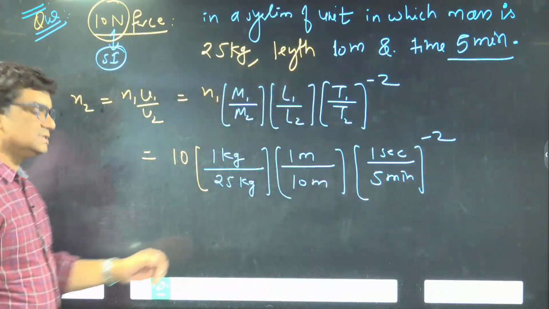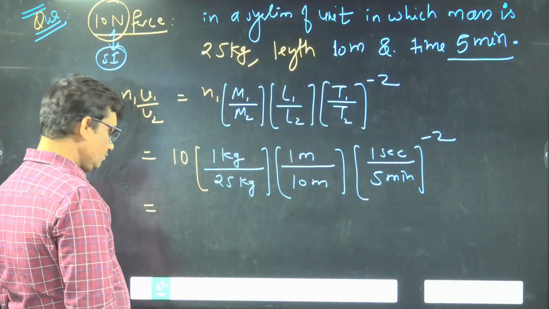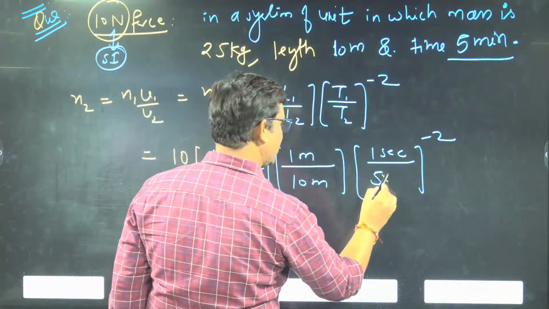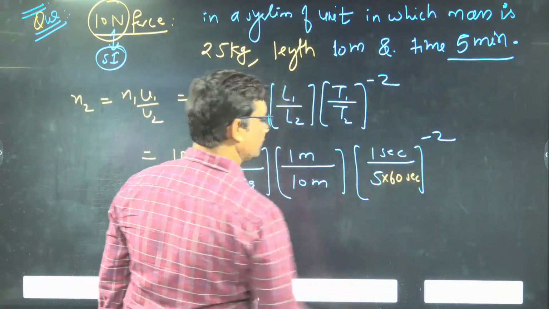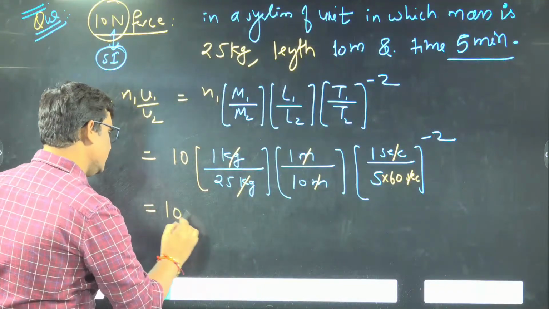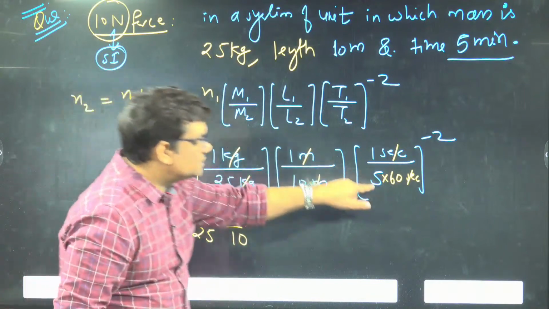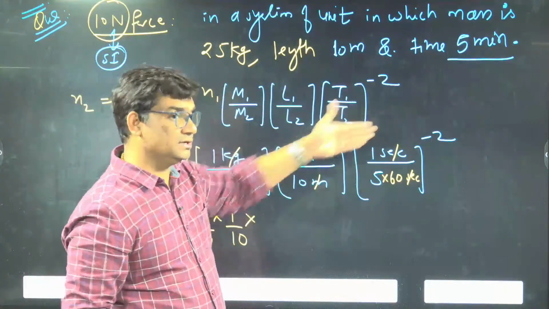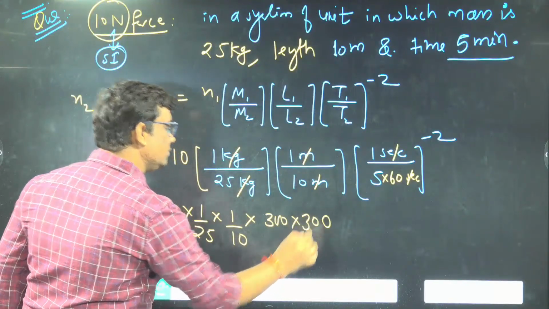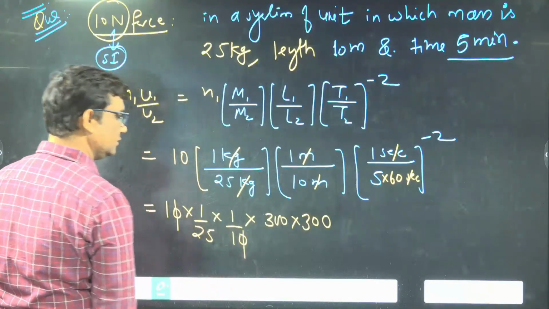Now we need to cancel here. The kg and meter cancel. And directly I can write this one is 5 minutes, and you can write 5 minutes directly as 5 into 60 seconds. Why write one extra line? So kg cancelled, meter cancelled, second cancelled. Now we can say 10 into 1 by 25 into 1 by 10 into 300, and the 300 will go upside. So it will be 300 square, 300 into 300. I hope this is clear. Now the zeros cancel here.